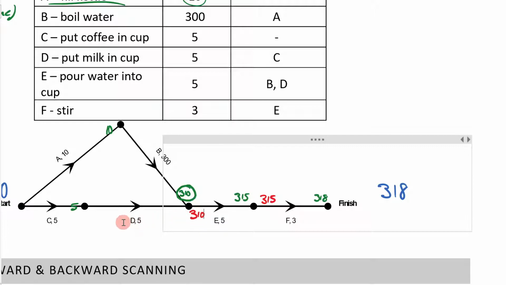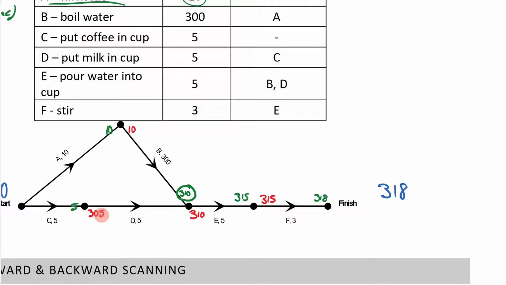Now, this is where it gets interesting, because do you see that I have two edges coming from this vertex here? I have this edge and I have this edge. So what I need to do is take this latest start time and subtract 300 seconds from it. So 310 minus 300 is 10 seconds. So that means the latest time that I can start activity B is 10 seconds. And then we do the same thing. So 310 minus 5 will be 305.